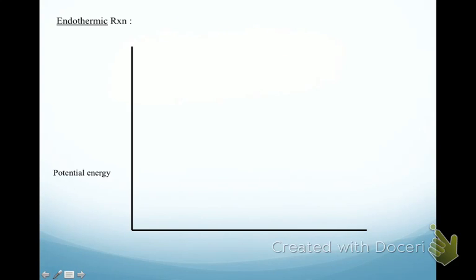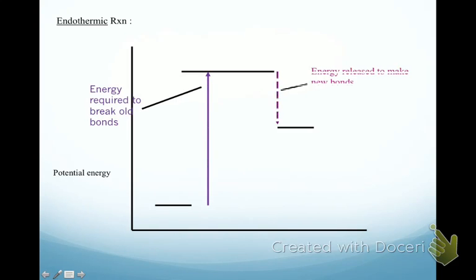Okay, now in an endothermic reaction, kind of the opposite thing is happening. So remember that in an endothermic reaction, again, energy is always required to break those old bonds. Always. You always have to put energy in first. And then energy is always released to make new bonds. So we still have arrows going up and arrows going down. The first part, breaking those old bonds, is always going to require energy. And the second part is always going to release energy.